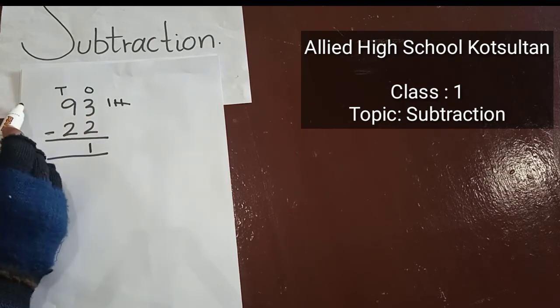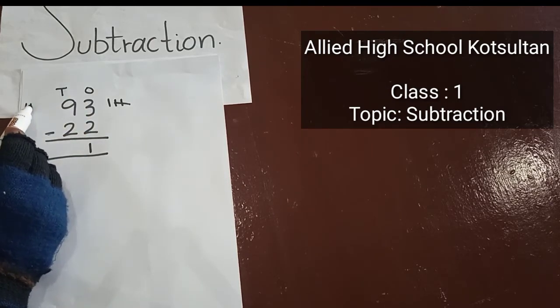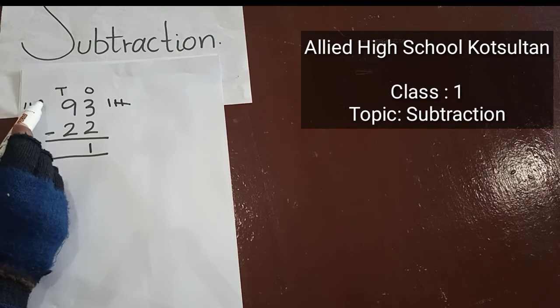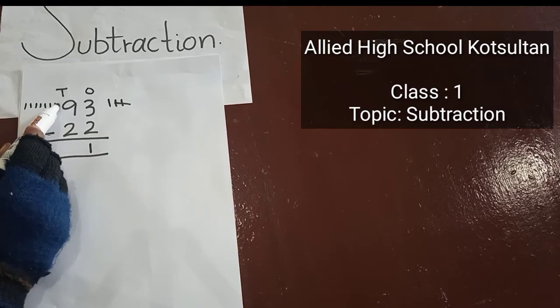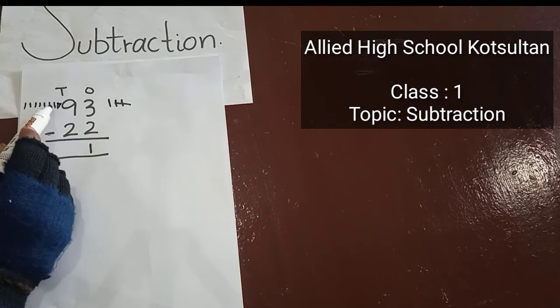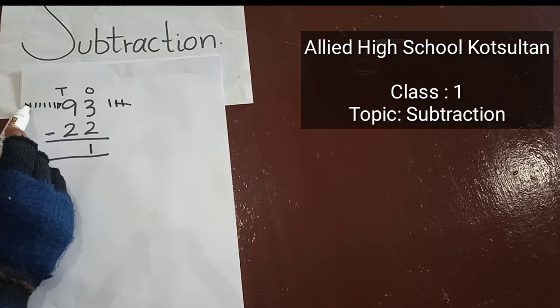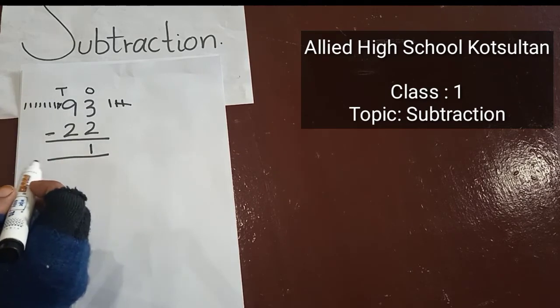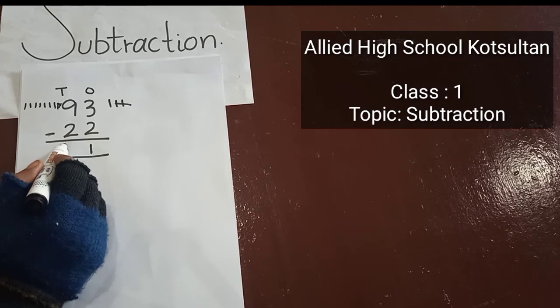Alright, now 9 minus 2. Let's solve from this method, which is of putting lines and cutting them. 3, 4, 5, 6, 7, 8, 9. Let's cut 2. Now we are left with, let's count 1, 2, 3, 4, 5, 6, 7. We are left with 7. We'll write 7 here.